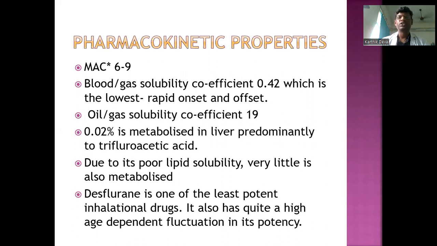Pharmacokinetic properties of desflurane: the MAC value is 6.6. Blood gas solubility coefficient is 0.2, which is the lowest, which leads to rapid onset and offset. Oil gas solubility coefficient is 19. Only 0.02% gets metabolized in the liver. Due to its poor lipid solubility, very little is metabolized. Desflurane is one of the least potent inhalational drugs. It also has quite a high age-dependent fluctuation in its potency.